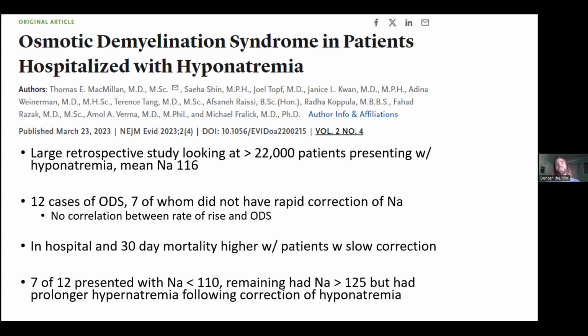But at the very least, in all of these large retrospective studies, as long as you're within a reasonable rate of correction, it doesn't seem like the rate of correction itself is super associated with osmotic demyelination syndrome.